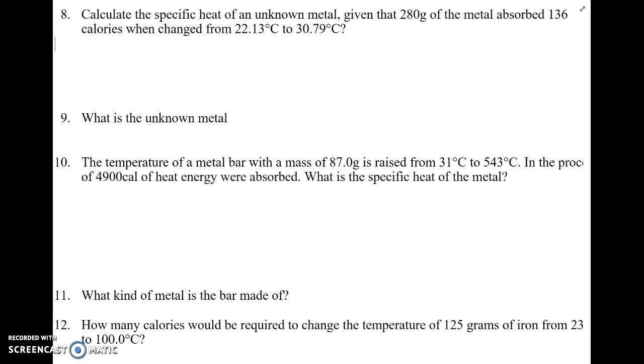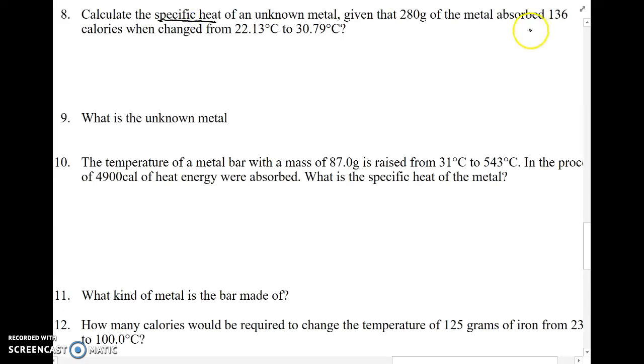Okay, this problem asks us to calculate the specific heat of an unknown metal. Given that 280 grams of the metal absorbs 136 calories when changed from 22.13 degrees Celsius to 30.79. So this question is asking me for specific heat.